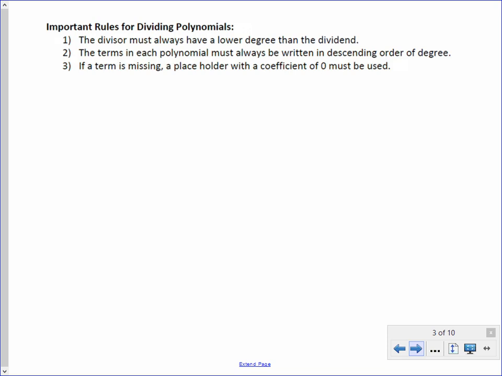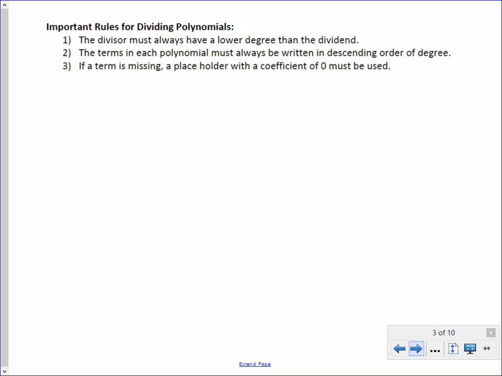And then thirdly, this is very important, and a lot of students forget about this. If there's a term missing in the polynomial, so what I mean by missing is, if you have degree 3, then technically the polynomial has a degree 3 term, a degree 2 term, a degree 1 term, and a degree 0 or constant term.